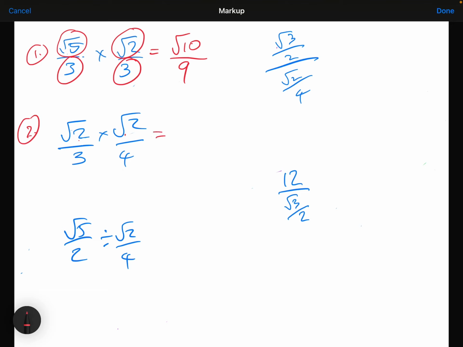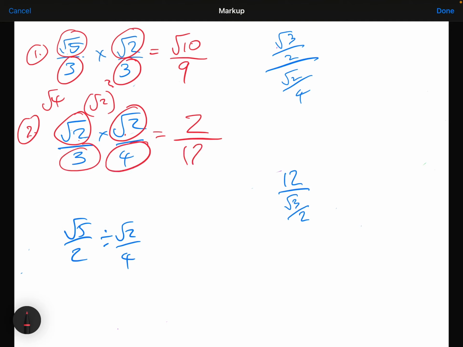Second example, again we're multiplying, so I'm going to multiply the numerators together. So root 2 times root 2, you could think of that as root 4, which is the same thing as just 2. Or you could obviously think of it as root 2 times root 2 is like saying root 2 squared. And obviously when you square the square root, they cancel out and you just get left with the 2. Then when you multiply the denominators, we get 12. And obviously the 2 over 12 will simplify to be 1/6.